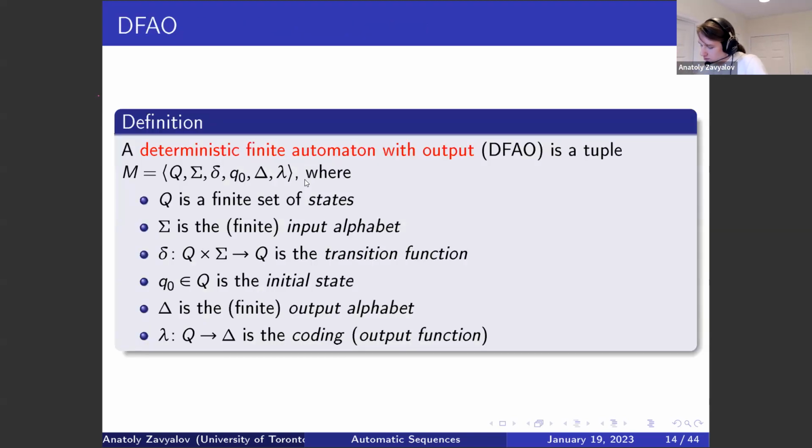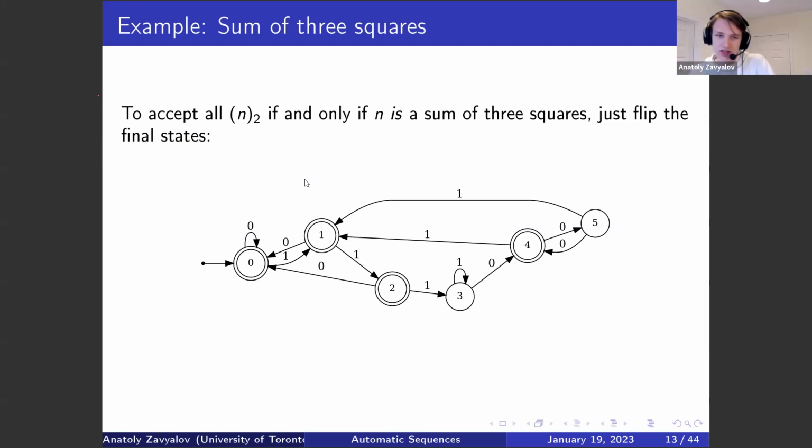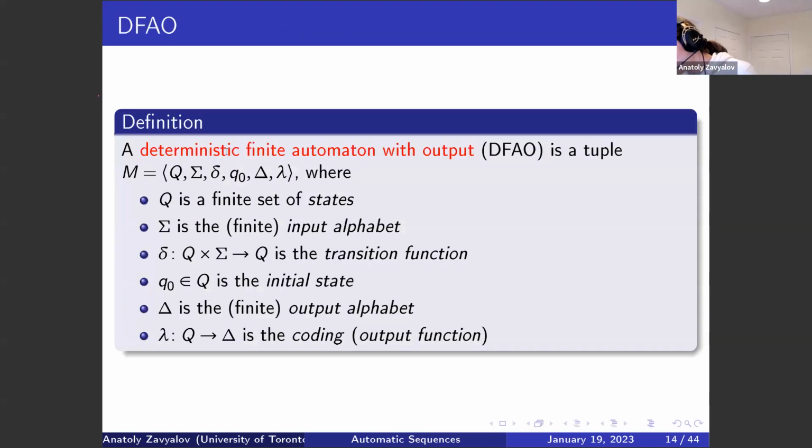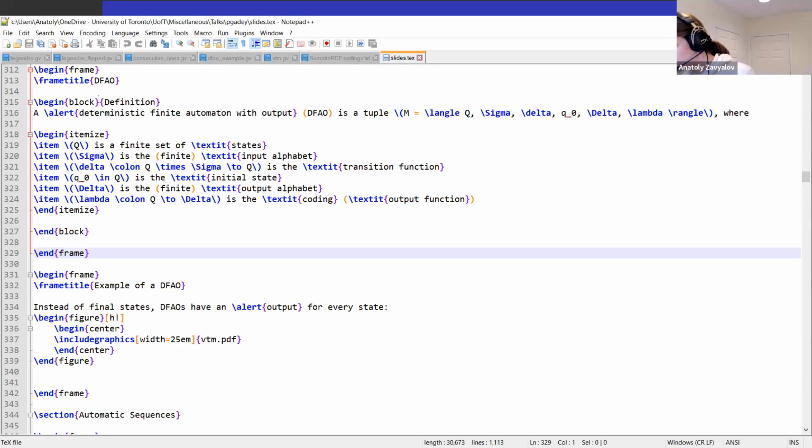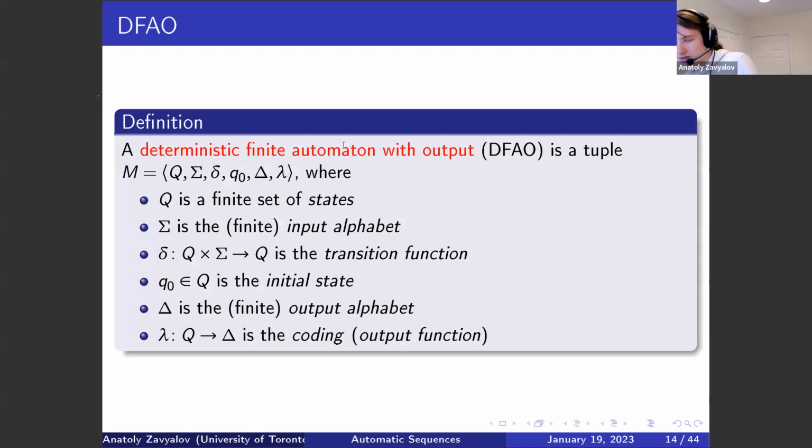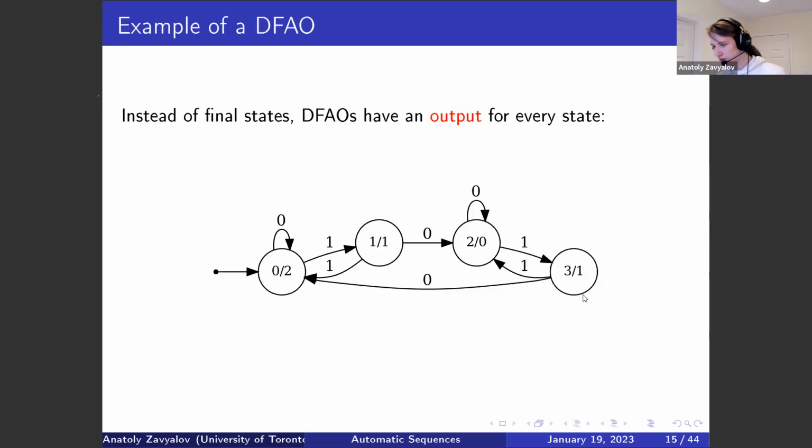So what we're going to do is, instead of having accepting states and not accepting states, every state is going to have an output into some other set. We say it's a deterministic finite automaton with output if, instead of having just a subset of accepting states, we have an output alphabet and some output function, which we call a coding. So how that looks now is we no longer have these double circled states. Now the outputs of the states are listed right beside the name of the state.